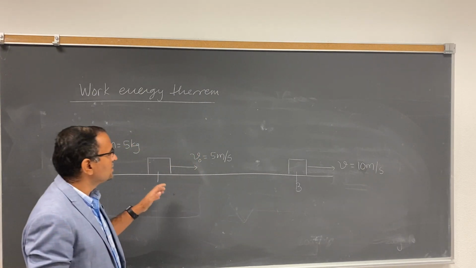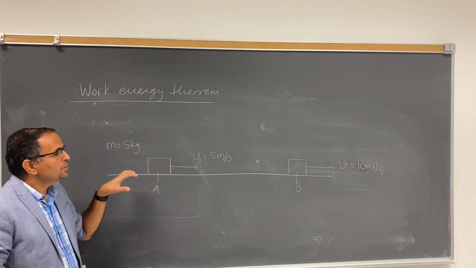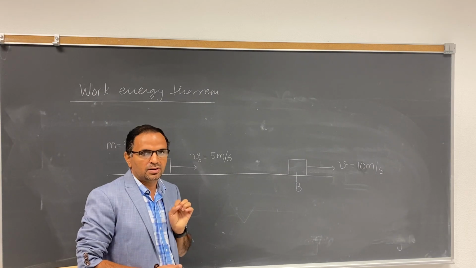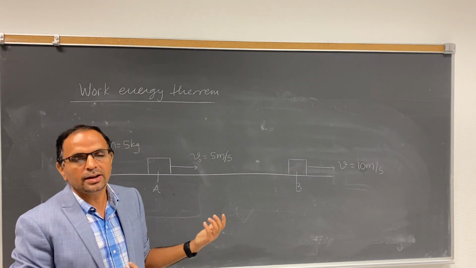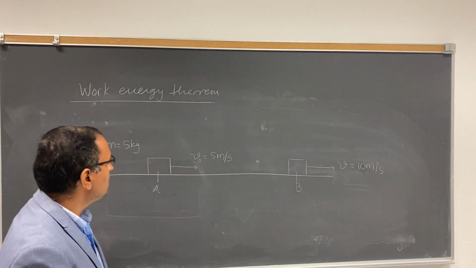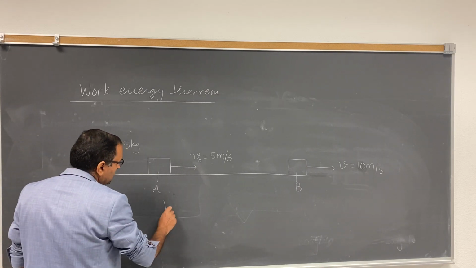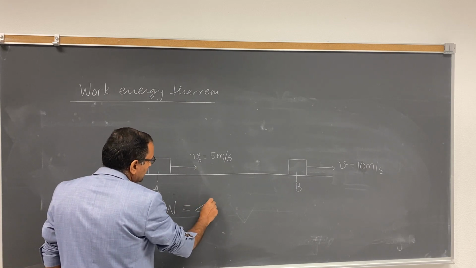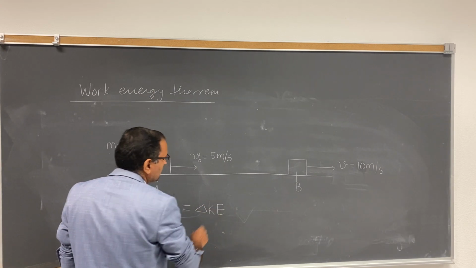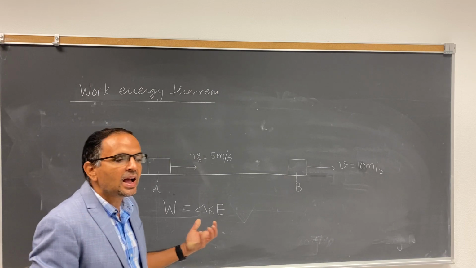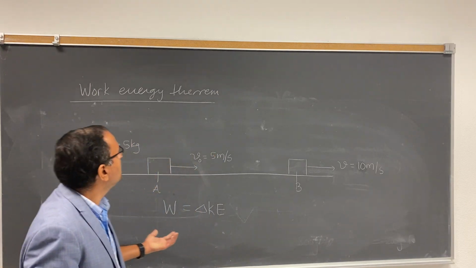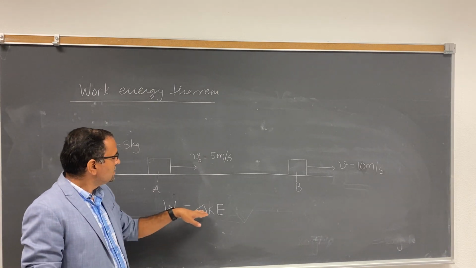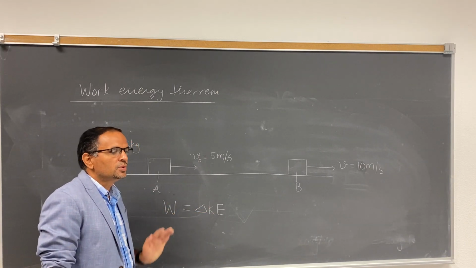In this case, I do not know the force. I do not know the displacement. But how do you calculate the work done? Simply, the work done W is equal to the change in kinetic energy. The change in kinetic energy gives you the work done. And this is called the work energy theorem. Again guys, the change in kinetic energy gives you the work done.